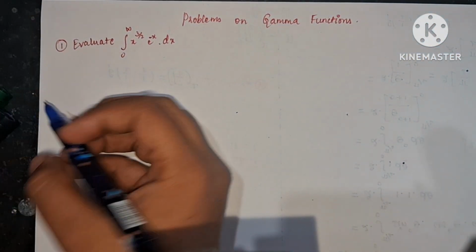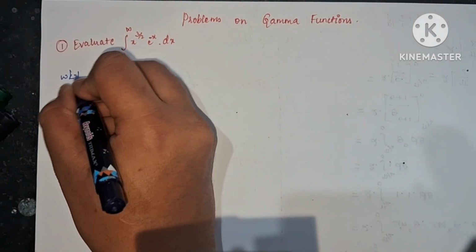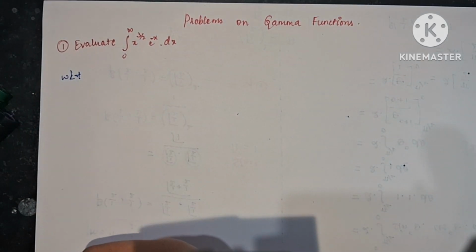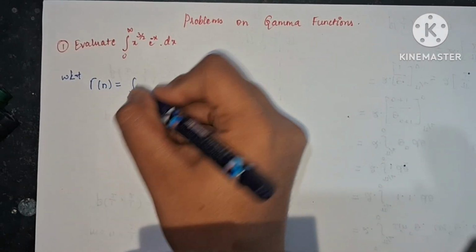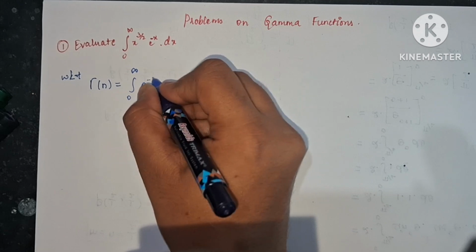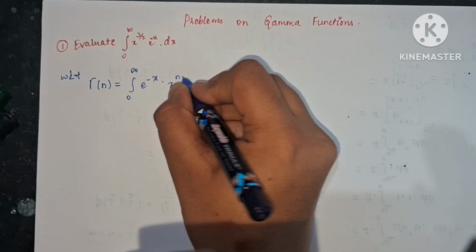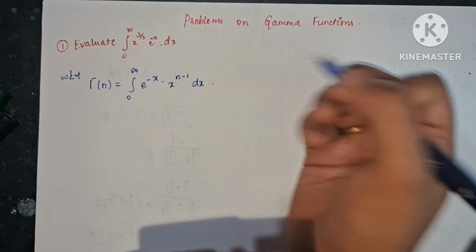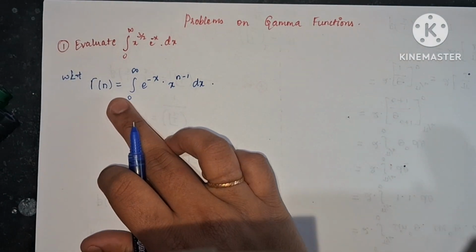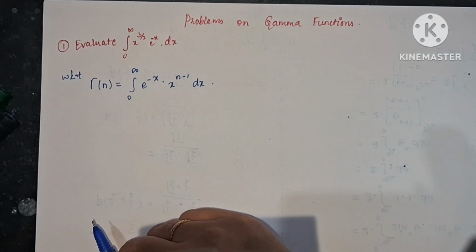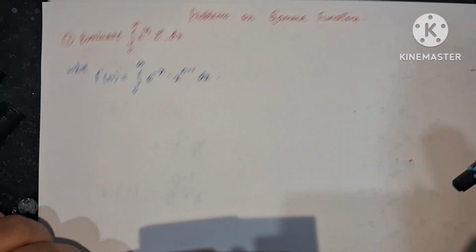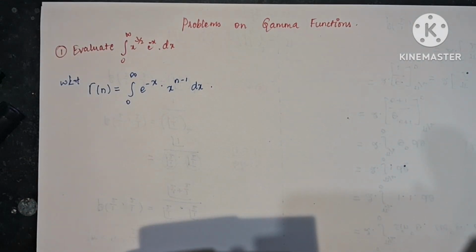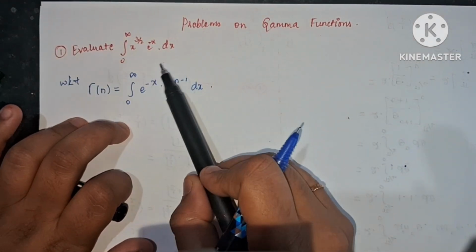Our formula is given by gamma of n is equal to the integral from 0 to infinity of e to the power minus x into x to the power n minus 1 dx. For finding the gamma function, we don't know n. So now our task is to find the n value. How do you find the n value? Look here, we just have to give our observation. That's it. Nothing much.